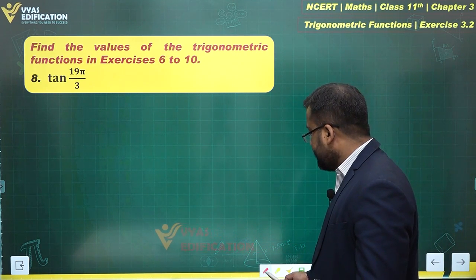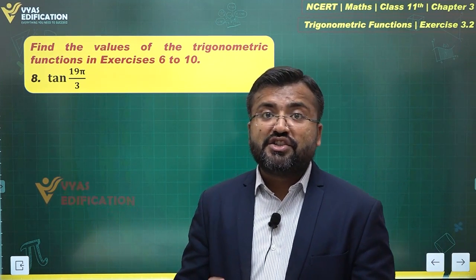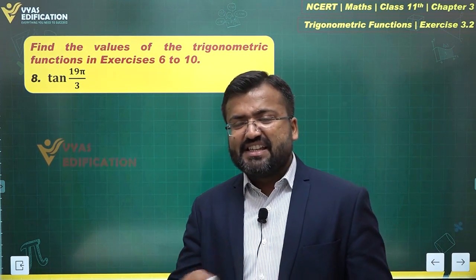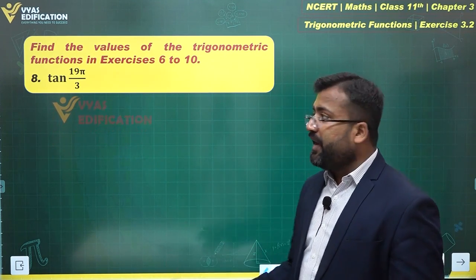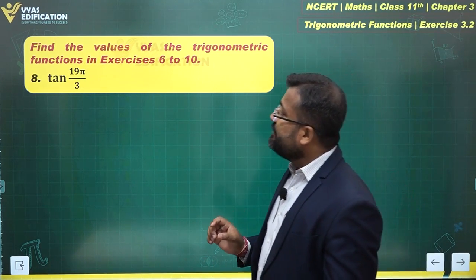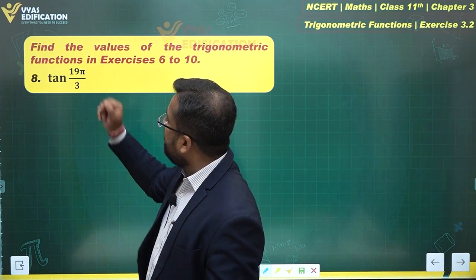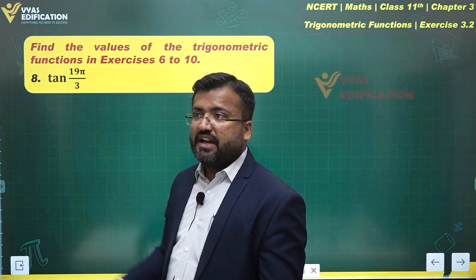In terms of radians, we can add or subtract multiples of 2 pi. 2 pi is equivalent to 360 degrees, one complete rotation, right? The values repeat after 2 pi. So we can add or subtract multiples of 2 pi. Now 19 pi by 3 is actually 6 pi plus pi by 3. Can you please observe that? 19 by 3 is 6 point something, right?